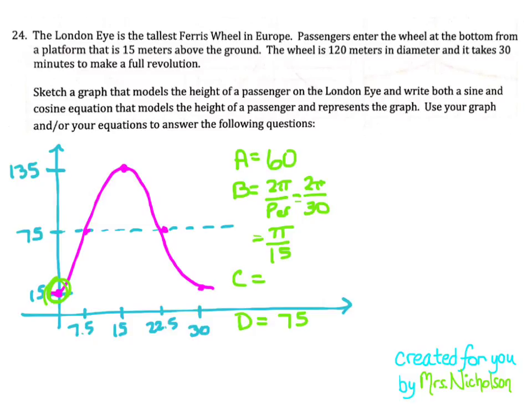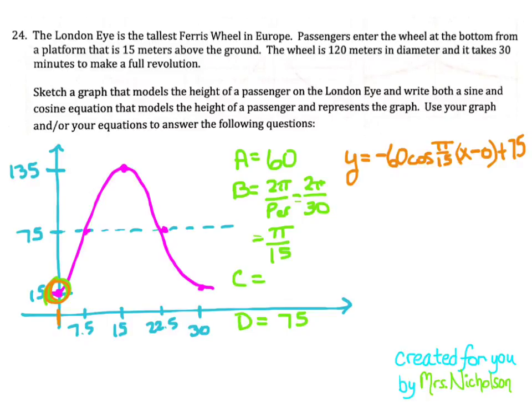So again, I'm going to start with that negative cosine equation. So y equals negative 60 cosine, my b value goes right here, pi over 15, and then I have x. Now this negative cosine graph, remember it's starting right here, and my horizontal shift is 0, because I'm corresponding to 0 on the x-axis, so I'm going to put minus 0. You don't have to put the 0 in there. And then finally the d, plus 75.